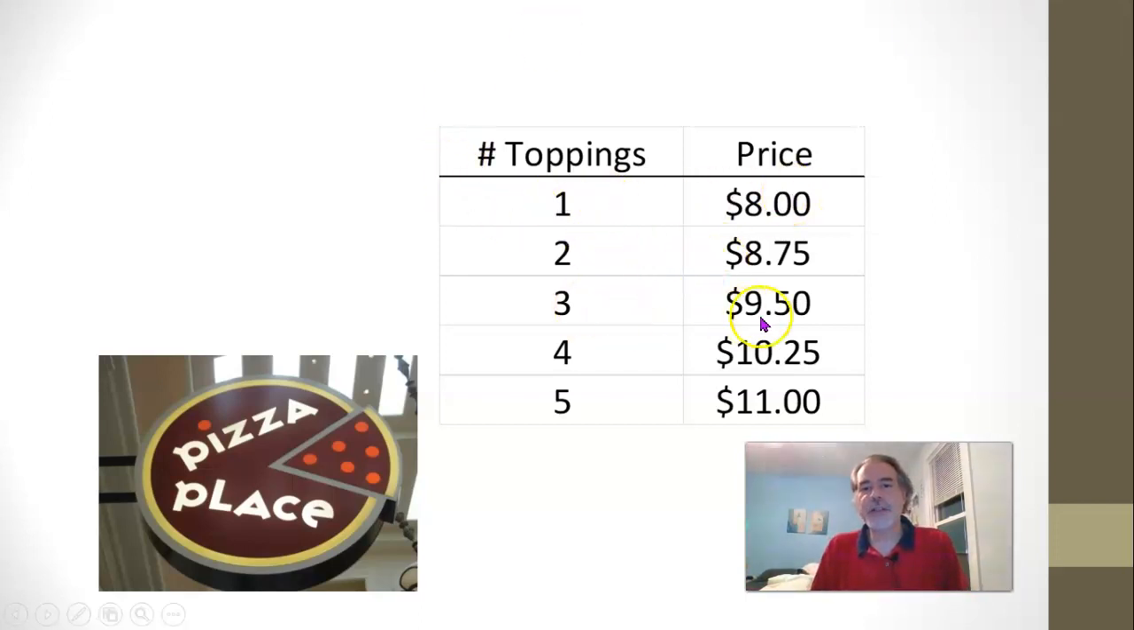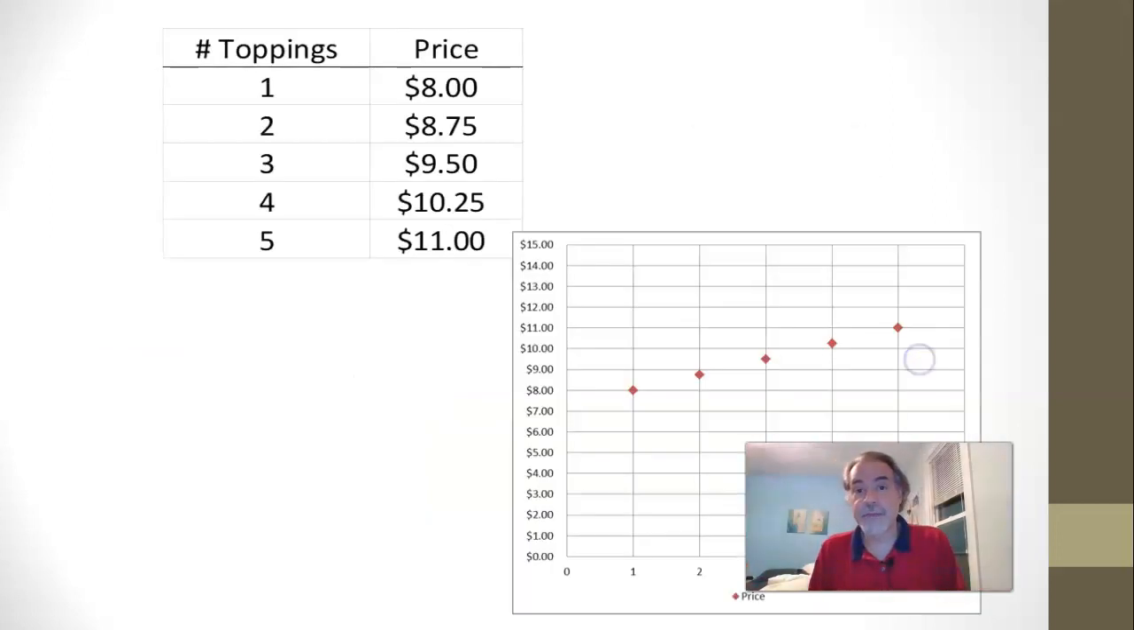And then he shows you this list here. So for a pizza with one topping, the price is $8. Two toppings, $8.75. Three toppings, $9.50. Four toppings, $10.25. Five toppings, $11. So that counts as a function. Price is a function of number of toppings.